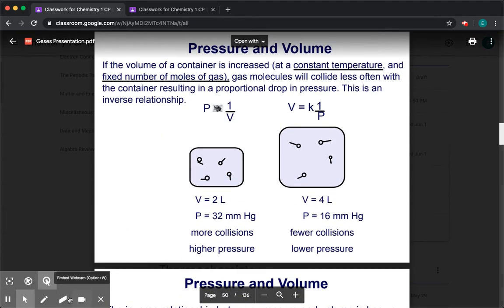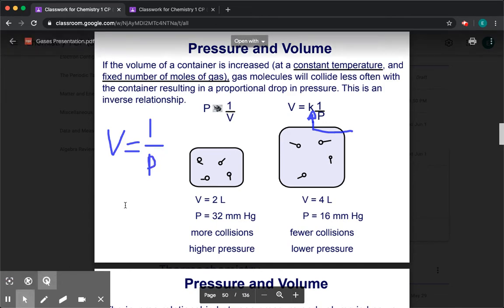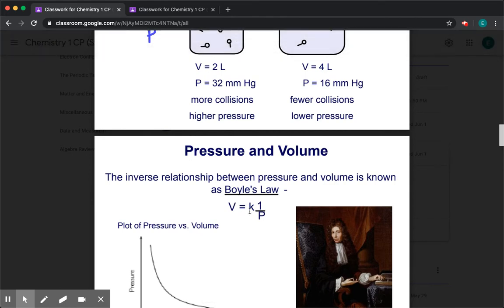You see this K here. They have a K in the equation. I would tell you not to worry about it and just think of the equation as V is equal to 1 over P. You can ignore the K. The K is a constant, a proportionality constant they call it, and that just accounts for different adjustments. Depending on the conditions, the K will change, but K is just a number. It is a constant, meaning it doesn't change.